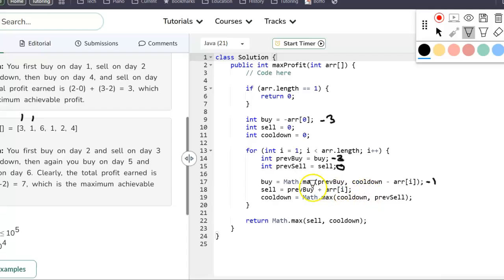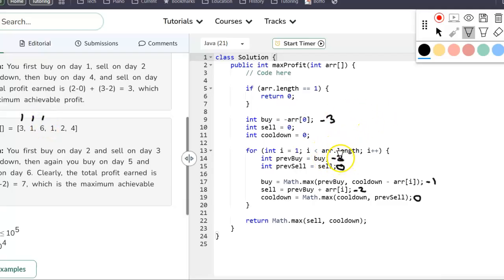Sell is the previous buy plus the profit that we could make by selling today. So we bought at 3. If we sold today, we would have -2. It's not great. Cooldown is Math.max of 0 and 0, so it's still 0. Cooldown means we didn't do anything. As it turns out, by day 2, that's the best thing to have done, is nothing. There's no way to make a profit in the first 2 days. So let's go to the next day.